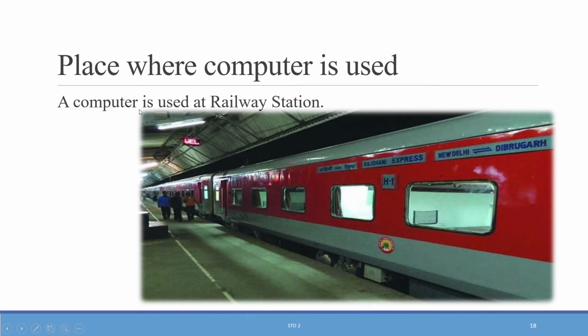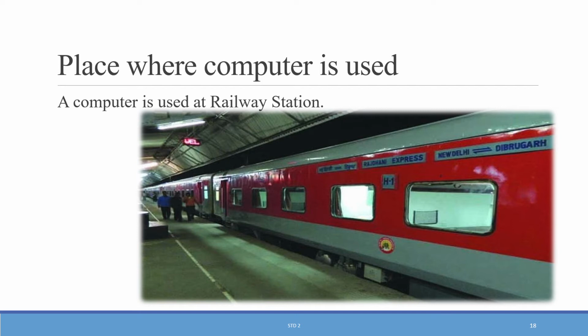A computer is used at a railway station. So the computer is used also in the railway station. For what? For what is the computer used? To book a ticket in railway, to cancel the ticket in railway, or to get any information related to train timing and schedules and other cities, right? So all this information is stored in a computer and they are used at a railway station also, right?